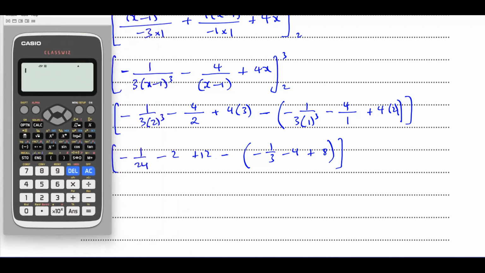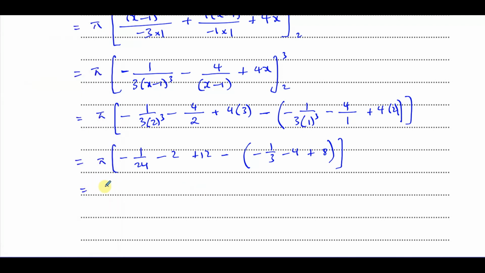So I'm going to have 12 minus 2, which is 10. So let's just write minus 1 over 24, minus 2, plus 12, minus, brackets, you have minus a third, and you have minus 4 and plus 8. Close that bracket. That gives you 151 over 24. That's 151 over 24. Don't forget the pi.